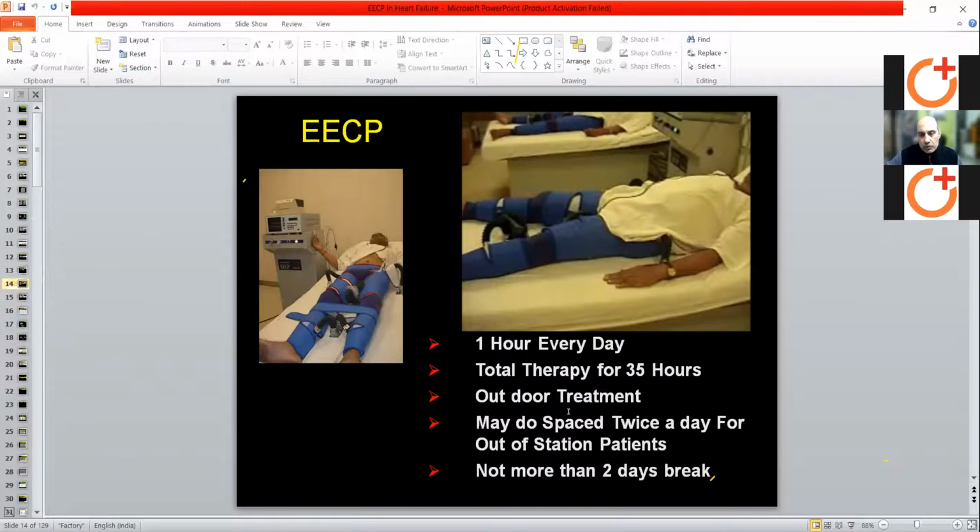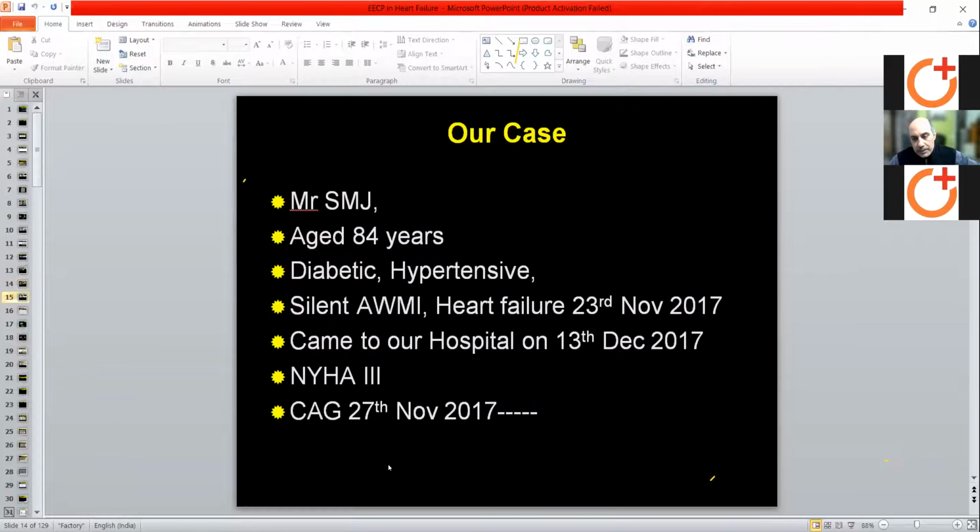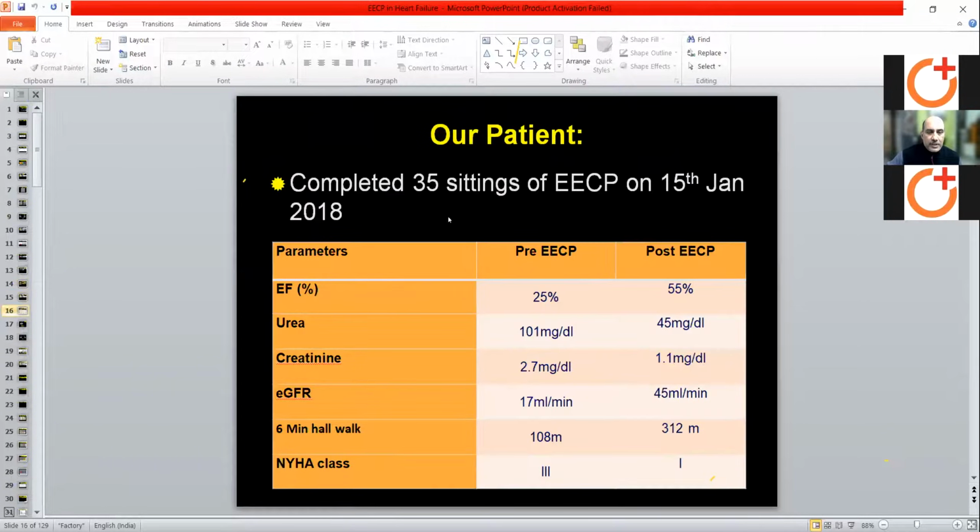This is usually outdoor treatment, and we may do it twice a day at an interval of 2-3 hours for people who are out of station, to cut short the waiting period. But we prefer not to have more than 2 days break while doing the counterpulsation. Coming back to our case, this gentleman completed counterpulsation of 35 sittings on 15th January 2018.